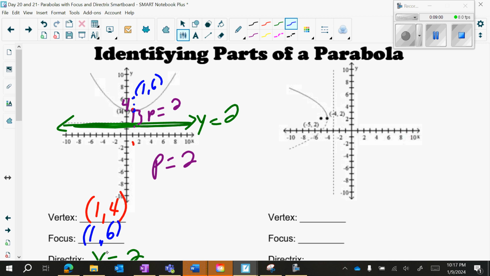Okay. All right, let's do another one. This one's actually opening to the left this time. The vertex, let's go to that first. Looks like -4, 2.